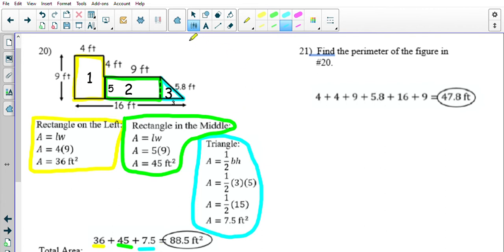Now, number 21 asks us to find the perimeter of this figure. So I'm going to erase some of my highlights from over here. And perimeter is the distance around the outside. So we have to add up all the outside side lengths.